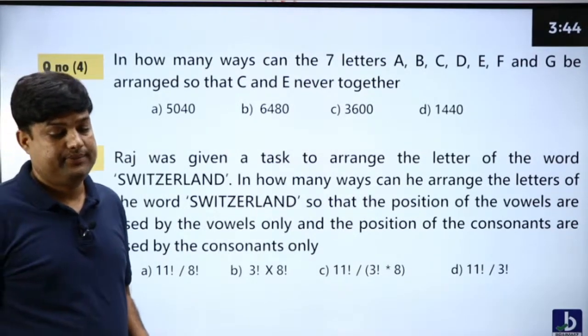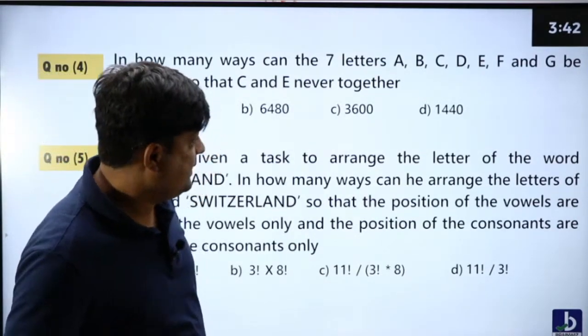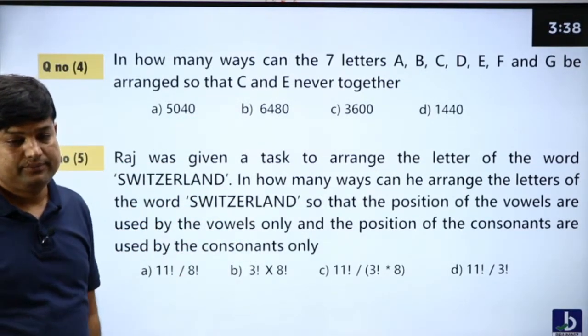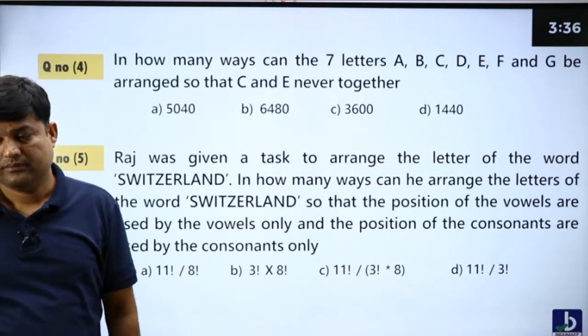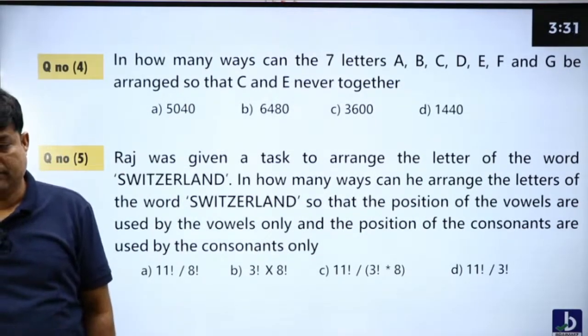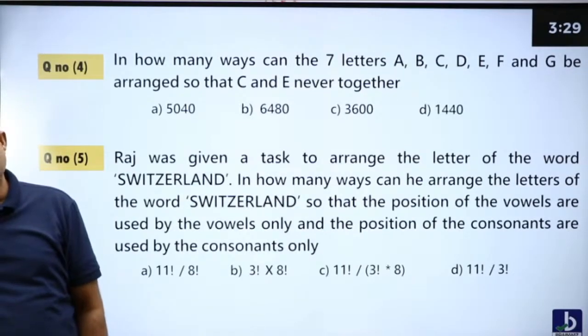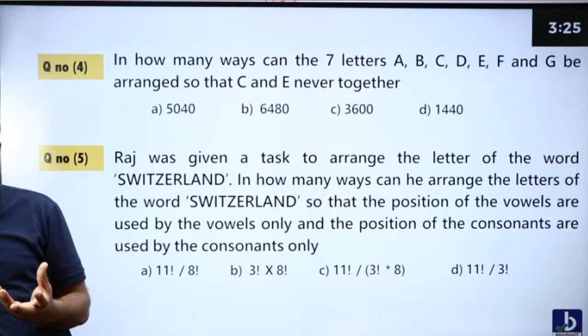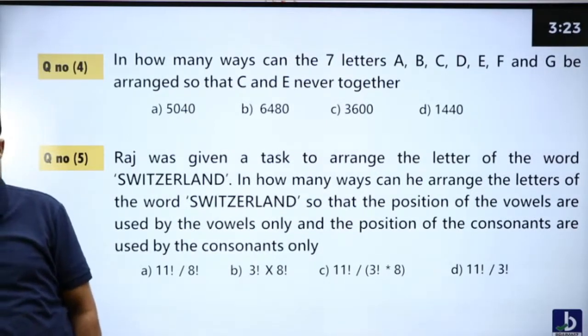Two questions. This is a normal question. This is an Infosys question. Yes, Rahul is asking whether it's a meaningful word or not. Rahul, here we are not having any kind of meaningful words as of now.